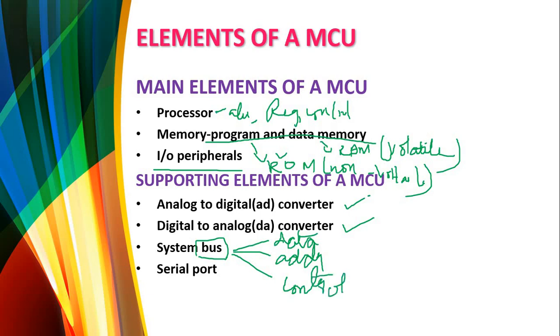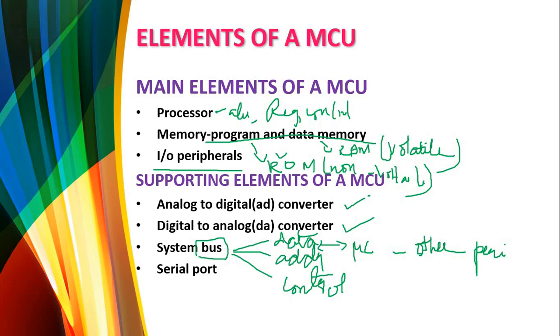What is a data bus? It will only communicate between the controller and other components or other peripherals. It will carry only data. What is the address bus? It will carry only the addresses from the microcontroller to other peripherals. What is the control bus? It just transfers the control signals from the controller to other peripherals. This is the work of the buses.